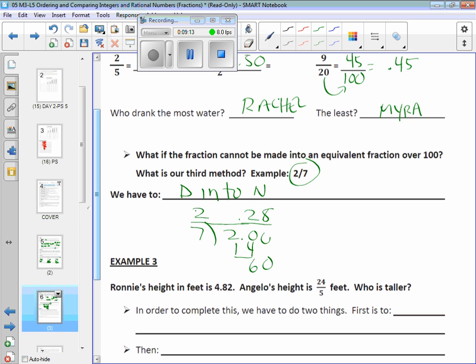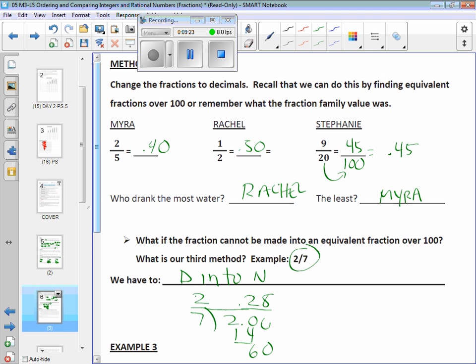Now, if 2/7 was being compared to these other fractions, I wouldn't want to take it any further, because I can now see where 0.28 fits in the sequence. However, sometimes you've got to carry it out further because these decimals might be longer too.